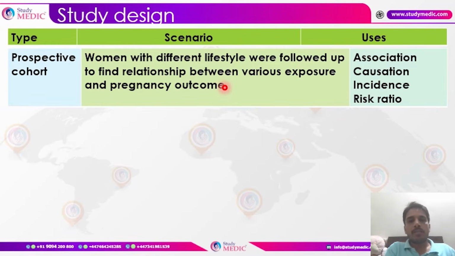Those who are having a good lifestyle, what was the outcome? Was it good or bad? Right? So they follow them up in time, and they can find out the incidence. Since temporality of exposure and the outcome can be established, it can be used to find out the causation, and we can calculate the risk ratio. We can study this later. So this is called a prospective cohort study design. It is a little bit expensive compared to the case control study design. However, to find out the causation and even to find out the adverse effects of drugs already in the market, we can use this.